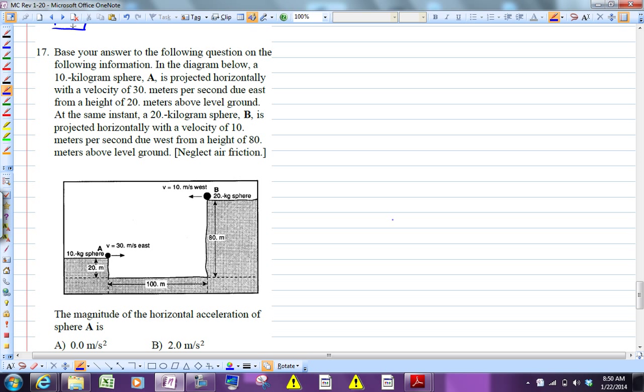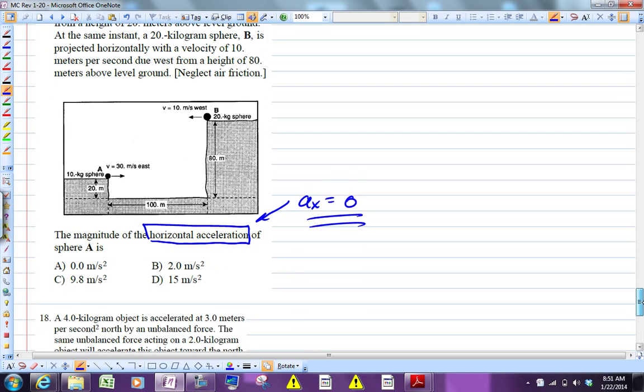Let's see, question 17. The key word here is horizontal acceleration. Vertically, the acceleration is constantly minus 9.8, but horizontally, the acceleration in the x direction is 0, always, because there's no force pushing it sideways. There's only gravity pulling it down. So the acceleration is strictly down. It's not horizontal at all.